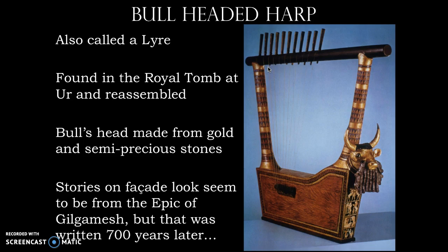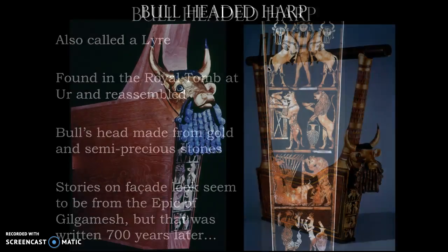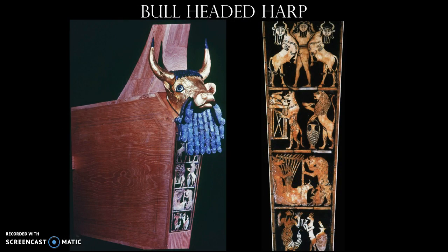Another really cool work is the bull-headed harp, or lyre. And this was found in a royal tomb at Ur. And it basically looked like a box had collapsed on the floor. It was just disassembled. The bull's head is made from gold and semi-precious stones. And when we look at the front panel off-screen to the right there, we can kind of see this story being told, and it's kind of creepy. We have the animals acting as humans, and it's definitely creepy.